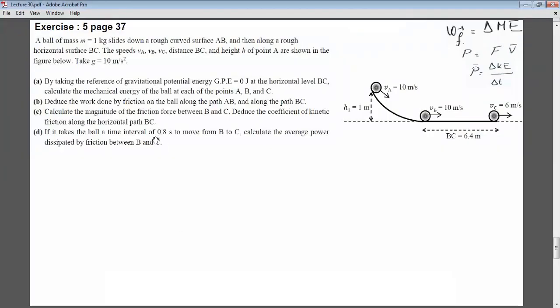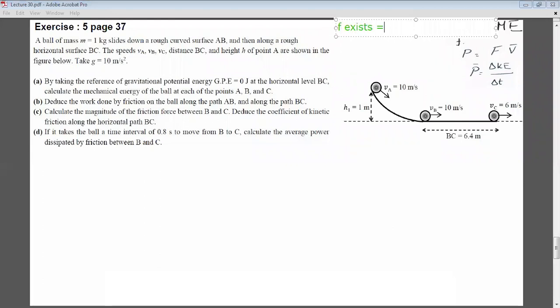Now, a ball of mass m equal 1 kilogram slides down a rough curved surface AB and then along a rough horizontal surface BC. So there is roughness everywhere. So there is friction everywhere. We cannot apply mechanical energy conservation. So friction exists, which implies mechanical energy is not conserved.